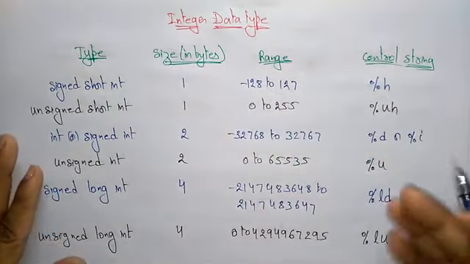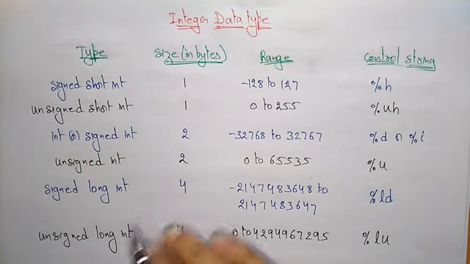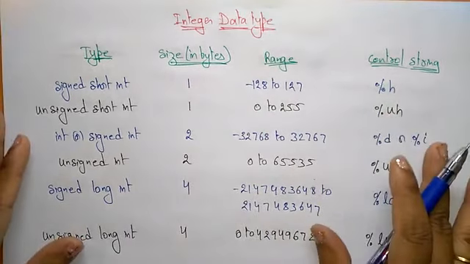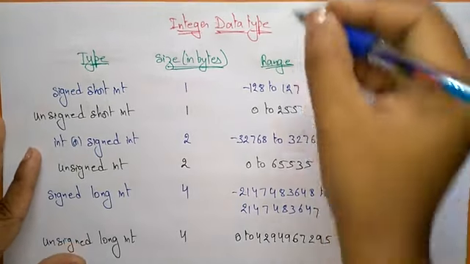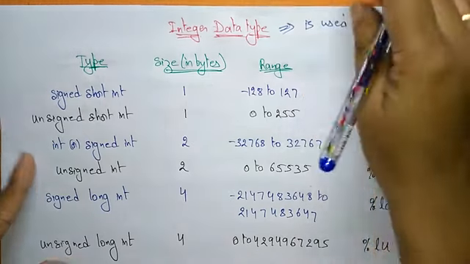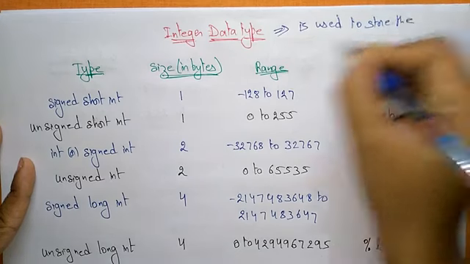The C compiler supports the 4 fundamental data types: integer, character, float, and double precision. Integer may be signed or unsigned, whereas character is also signed or unsigned. Float is a floating point type, having float, double, and long double. Now coming to the first one, the integer data type. So what is this integer data type? This data type is used to store whole numbers.